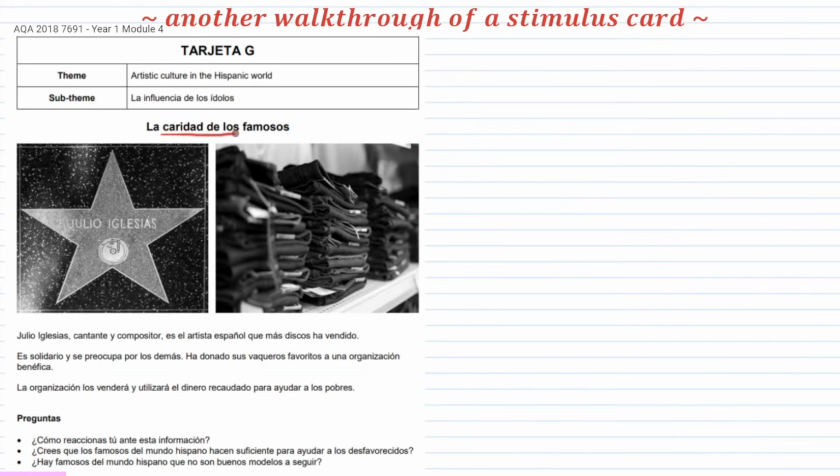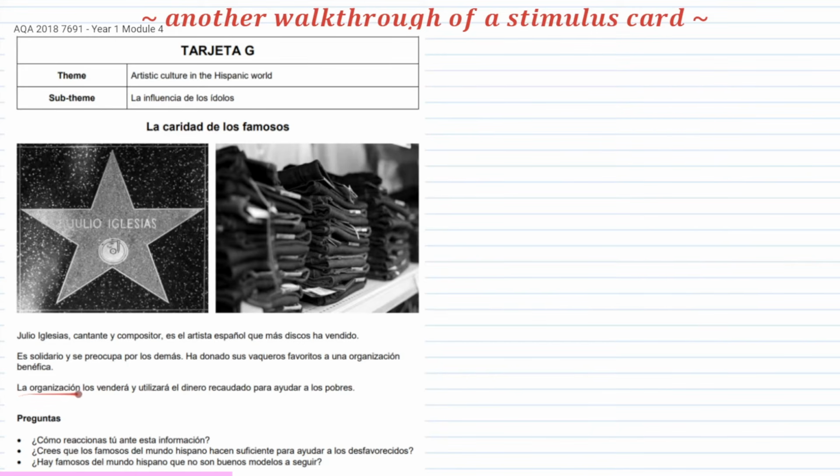The title, La caridad de los famosos, the charity of celebrities. Julio Iglesias, cantante y compositor, es el artista español que más discos ha vendido. He is a singer and composer who has sold the most albums. Es solidario y se preocupa por los demás. He's caring and cares about other people, or worries about other people. Ha donado sus vaqueros favoritos, his favorite jeans, a una organización benéfica. So he's donated his favorite jeans to a charity.